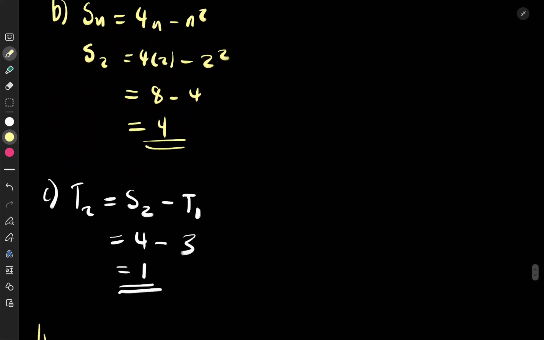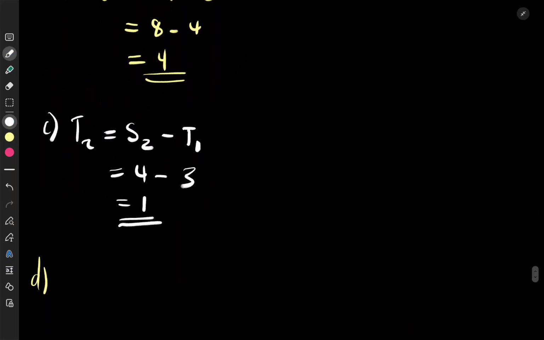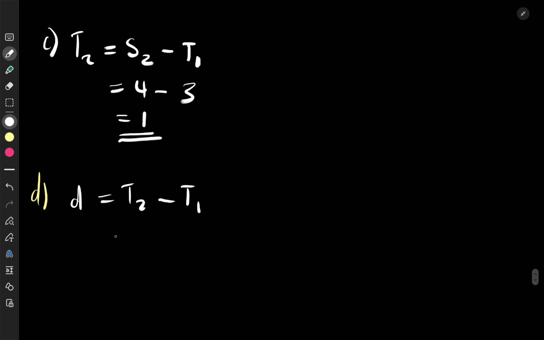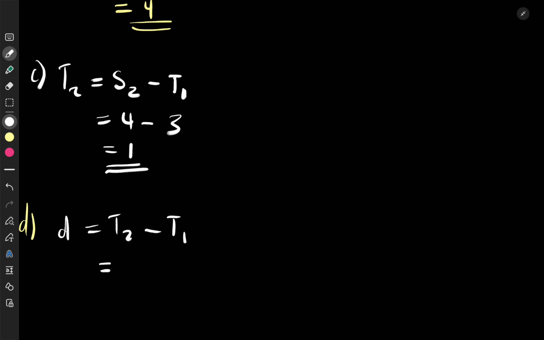This is way too easy, because we know that if it's an AP, then the common difference is going to be the same. So we can find the common difference. I can say that D is going to be equal to T2 minus T1. This is the common difference, which is how I come from one term to the second, to the third, and so on. We know how to get D. It's always the term ahead minus the term behind.